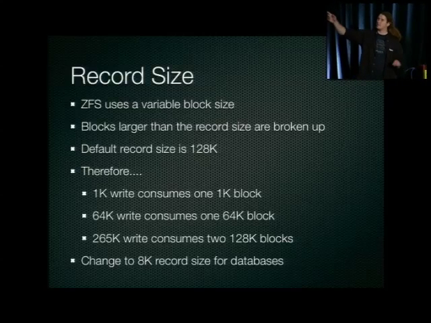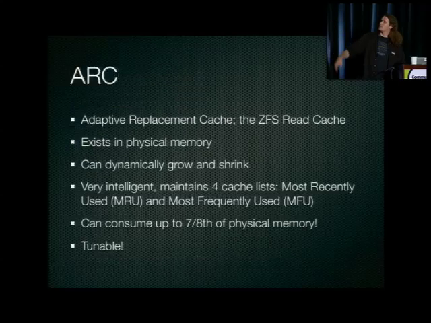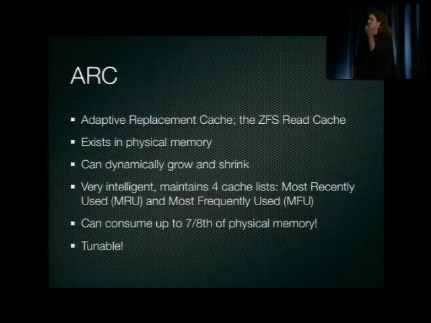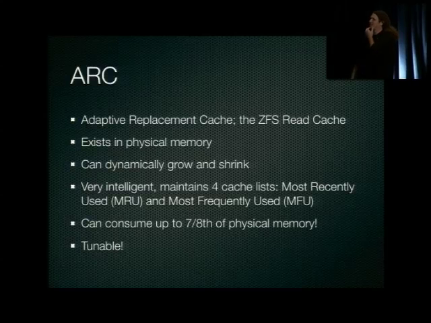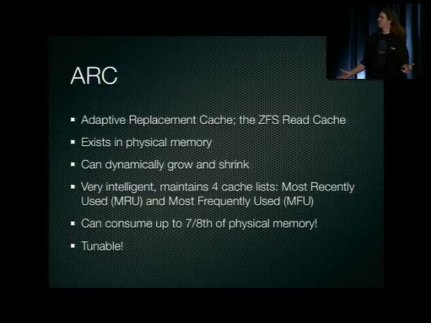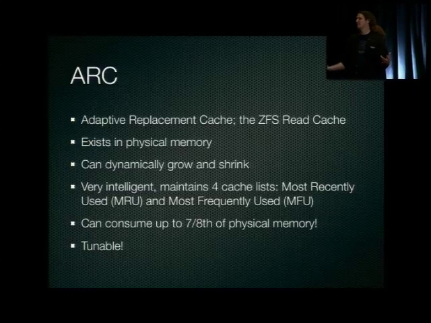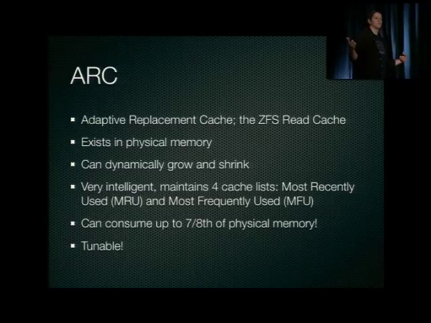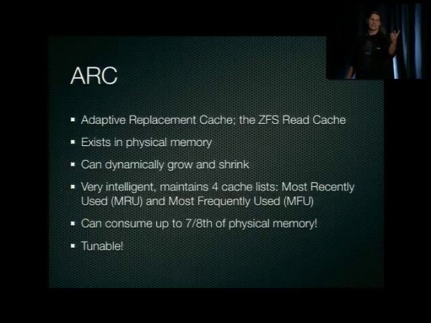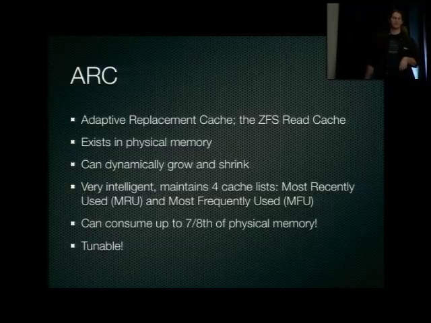So we already talked about record size earlier, how that kind of works, what it consumes. ARC is the adaptive replacement cache, the ZFS read cache. It exists in physical memory, and it dynamically grows and shrinks. And it's very intelligent. It actually maintains 4 cache lists. Those are the most recently used, MRU, the most frequently used, MFU, and then it has 2 ghost lists, which are basically lists of what got removed from those 2 lists.